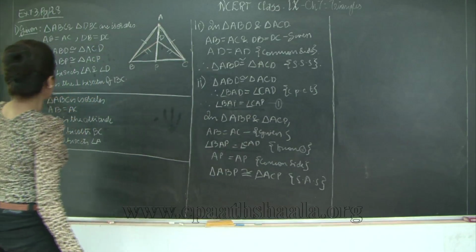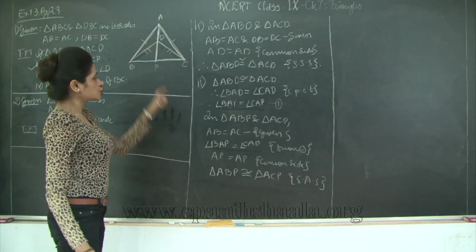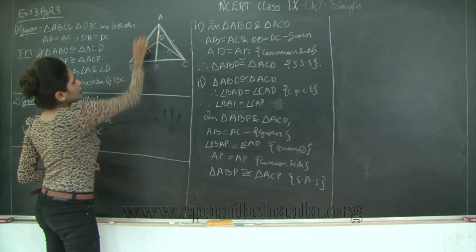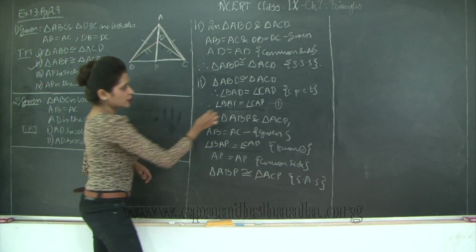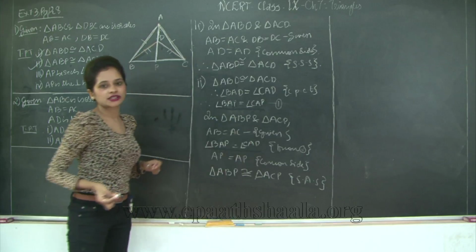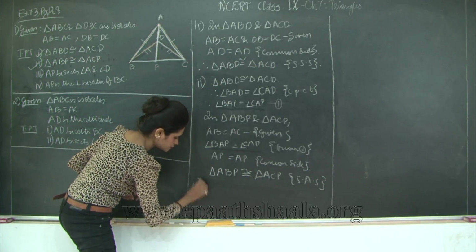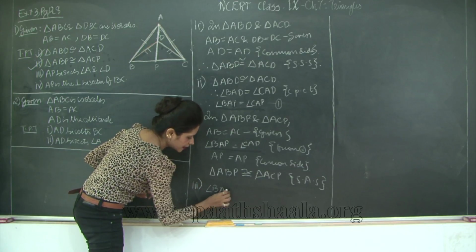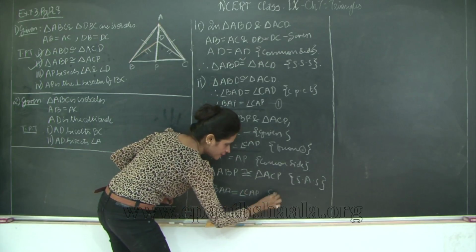So if I mark this as 2, now what I have to prove in the third part is that AP bisects angle A and angle D. If you want to prove that AP bisects angle A, what do you need to prove? That BAP is equal to CAP. If you notice, we already have BAP is equal to CAP. So for the third part, I am going to say angle BAP is equal to angle CAP, from 1.